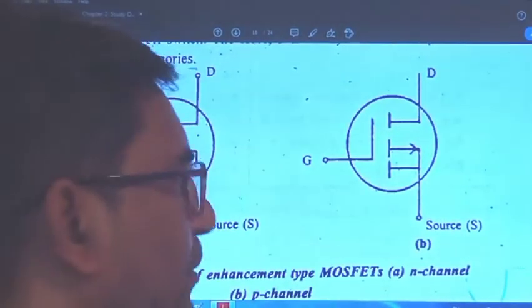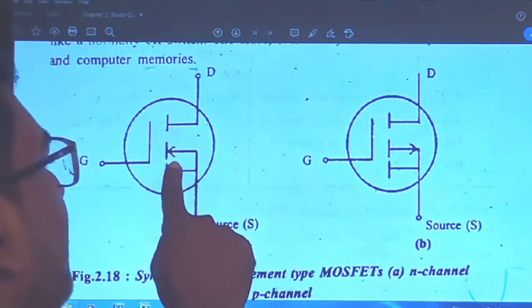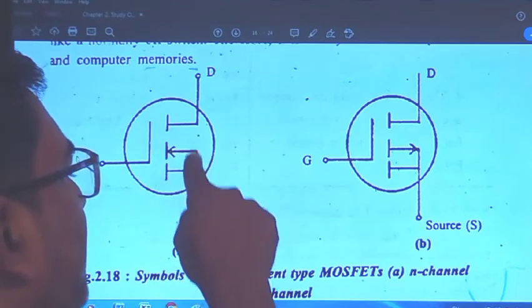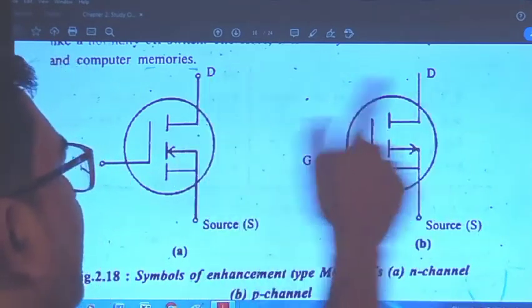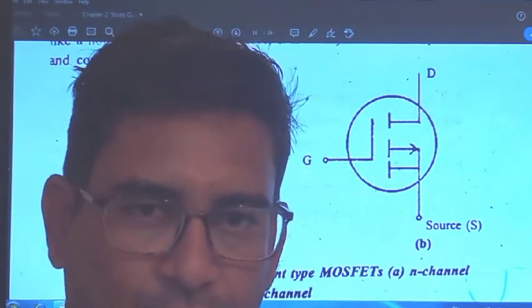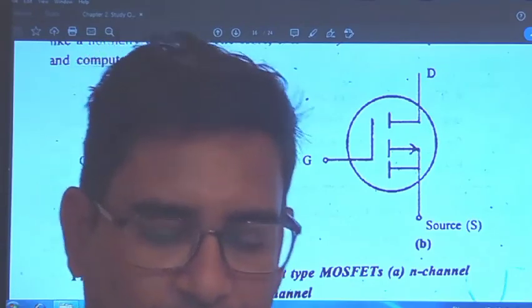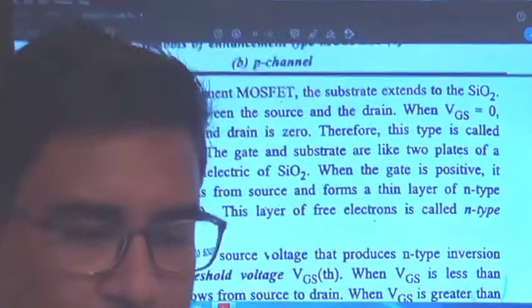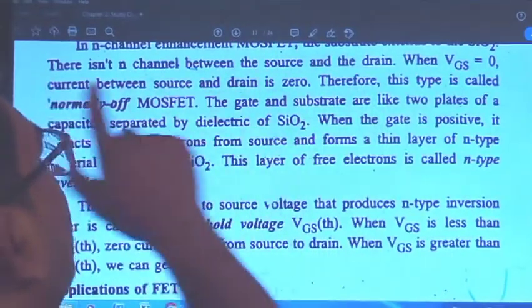Here also, only some gap has been drawn. This circle is the substrate, then the source, drain, and gate. There are no other changes, only the line has been cut out. It gives you the enhancement type.